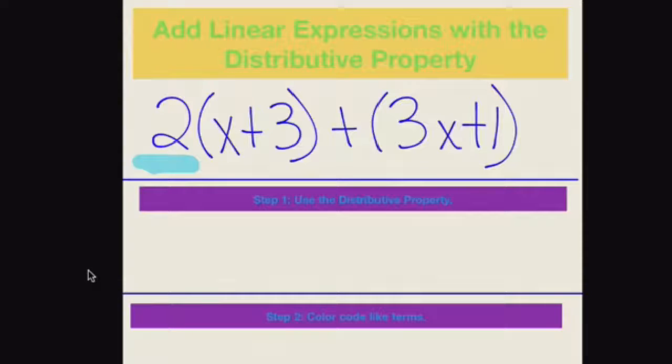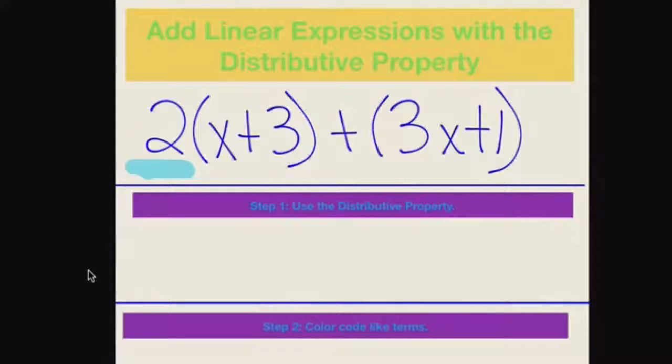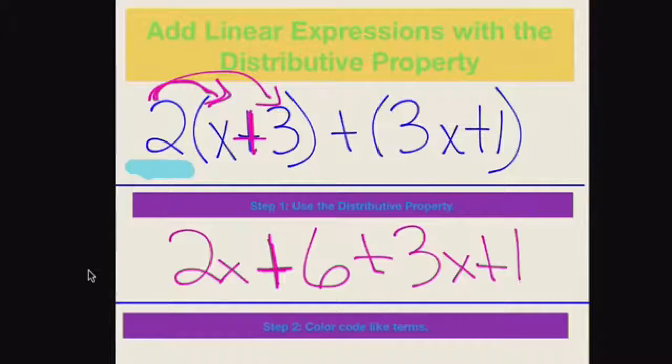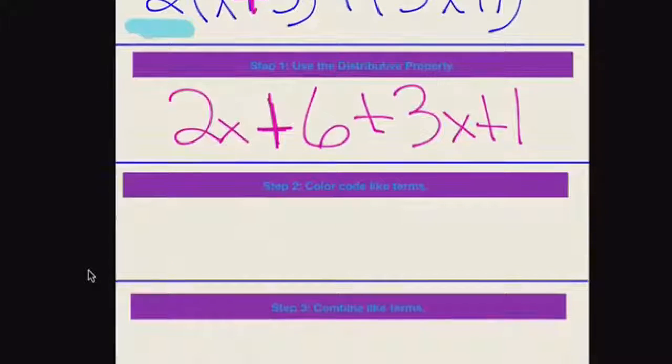So in this case, we're just going to solve this numerically. Step 1 is to use the distributive property to distribute the 2 to each term within the parentheses, or multiply it times each term. So I'm going to start by multiplying 2 times x to get 2x, okay, plus 2 times 3 is 6. And since we had an addition sign here, we're placing our addition sign here. Okay, go ahead and add on the rest of the expression, plus 3x plus 1. Okay, so now we've got our expression after the distributive property has been used.